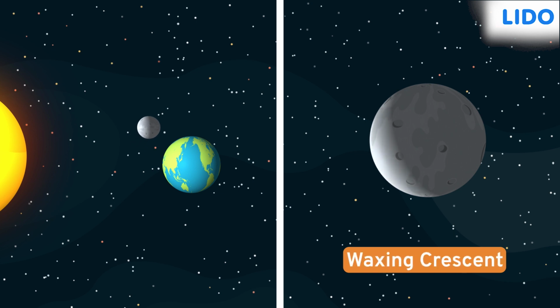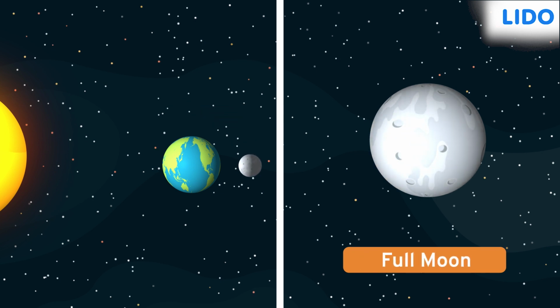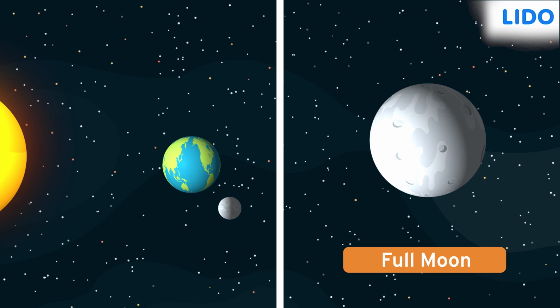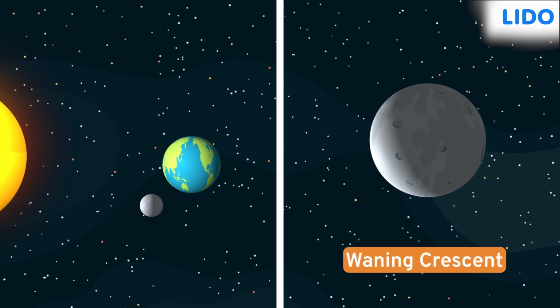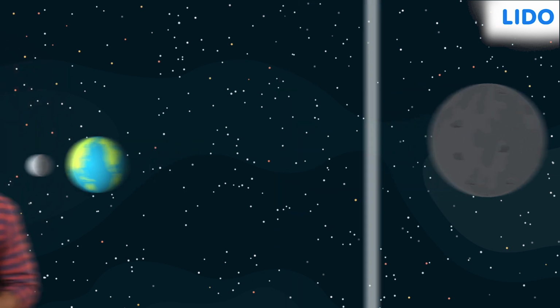This is called the waxing crescent moon and waxing gibbous moon. Then in 2 weeks, we see the full moon. This is the fully illuminated half that we can see from the earth. Now, as the moon continues to move around the earth, it begins to wane or shrink. Thus, we see the waning gibbous moon followed by the waning crescent moon. And 1 month later, we are back to the new moon.